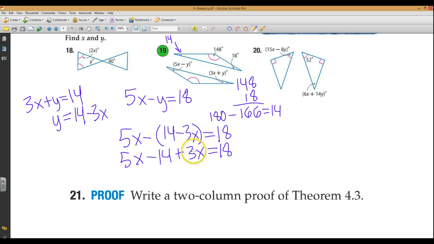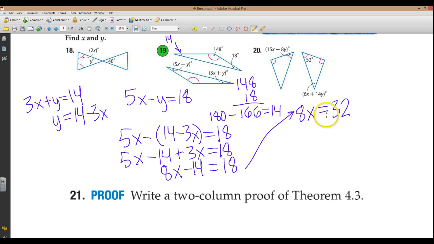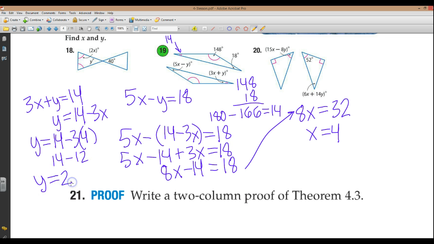If we combine our like terms, 5x and 3x gives us 8x. If we add 14 to both sides, we would get 8x is equal to 32. And if we divide both sides by 8, we get x is equal to 4. Now that we know what x is equal to, we can substitute 4 in place of x into this equation to get y. So y is equal to 14 minus 3x, where x is 4. So that would give us 14 minus 12, or y equals 2.